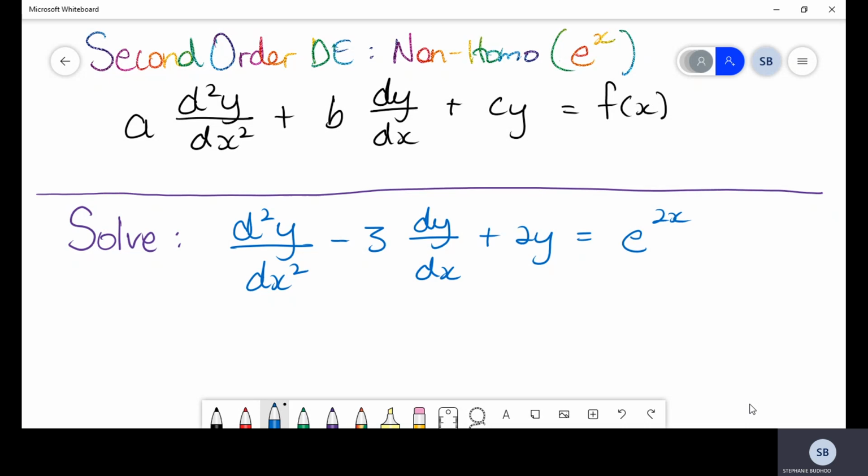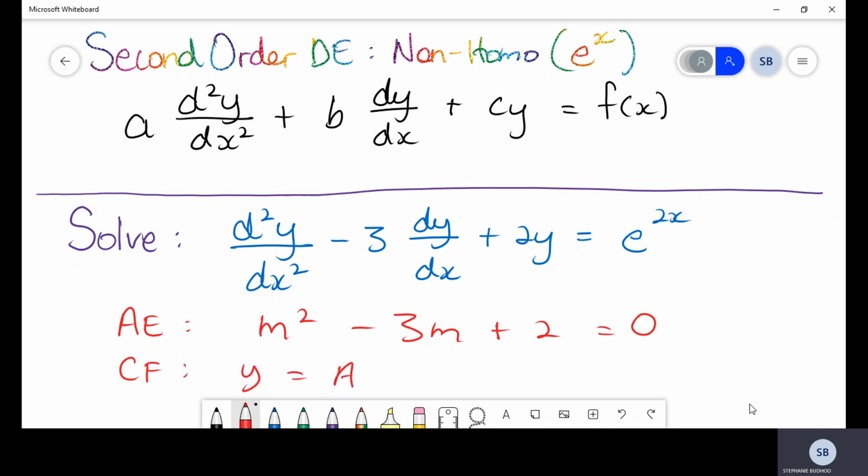Sorry. So on screen here we have an equation, and we can create the auxiliary equation for this. Creating our auxiliary equation will give us m squared minus 3m plus 2 is equal to 0. Now, I'll just tell you that the solutions to this are given by our complementary function, y is equal to A e to the 2x plus B e to the x.